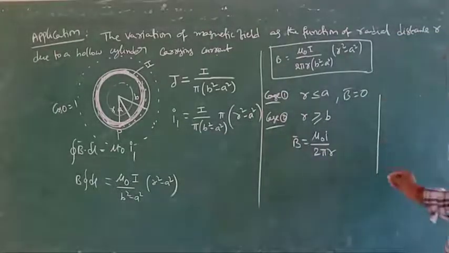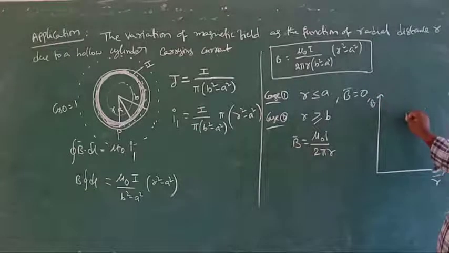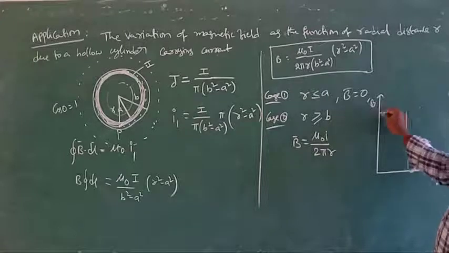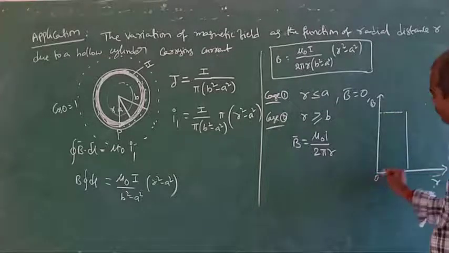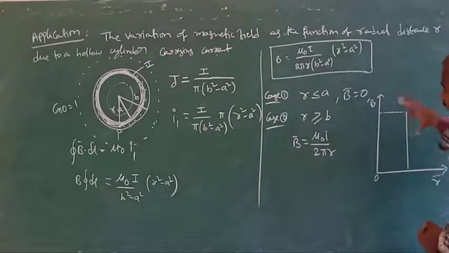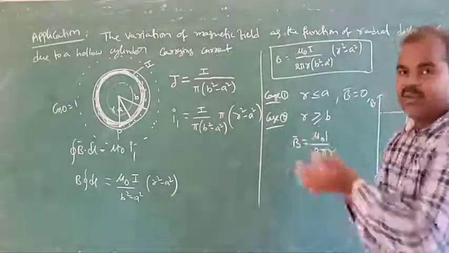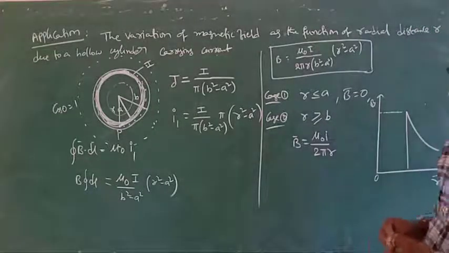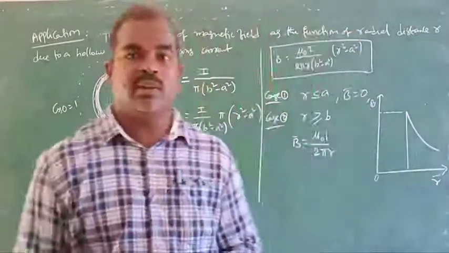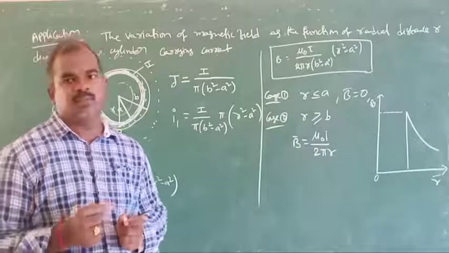See here, when we draw a graph between magnetic field and radial distance, up to A there is no magnetic field induction, so the line is discontinuous. From the center to point A there is no magnetic field. Where the field starts at the surface, the line is discontinuous. From the surface onwards, again it is a hyperbolic variation. This is the application of magnetic field induction using Ampere's circuital law. Thank you for listening, everyone.